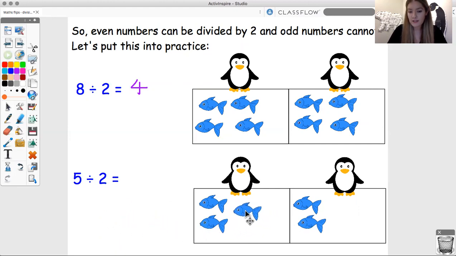So even if I put this fish into this group here, we can see we have 3 fish and 2 fish in this group, so it's not even. So we can see that we cannot do this. I'm going to put a cross here because it's an odd number.